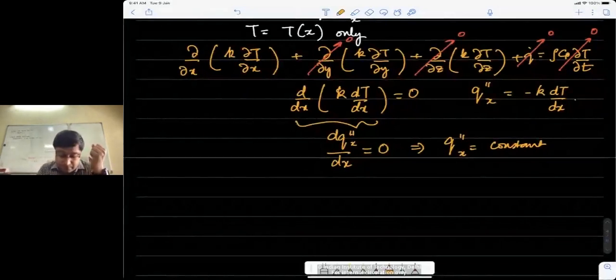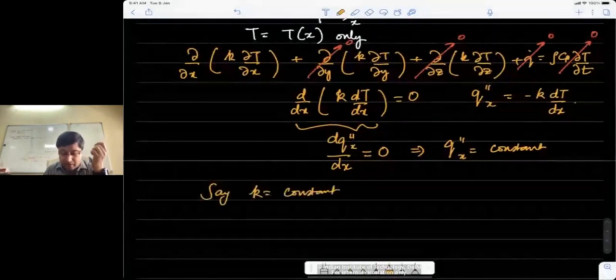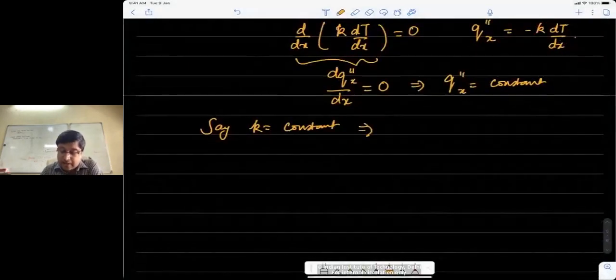Now, since we are saying in this problem, let's say k is a constant number, which would mean that because flux is constant and flux is given as k dT dx, the temperature variation would be a linear function of space. That's just by integrating the governing equation. So we need to find these constants c1 and c2 using boundary conditions.